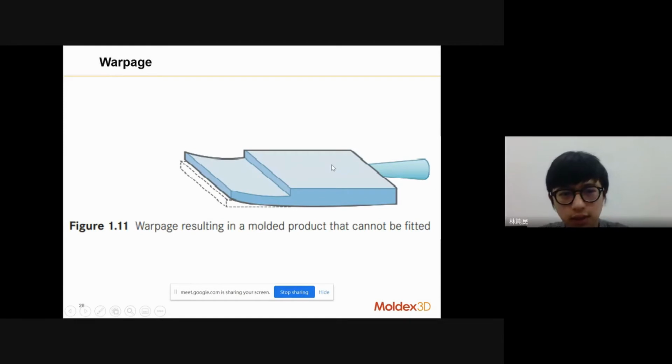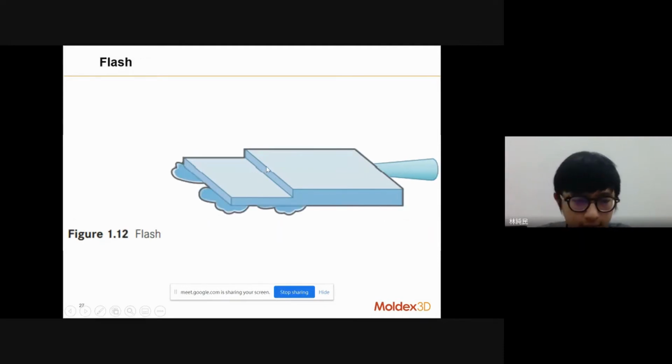So all of these are the common defects. Sorry, and there's one more, which is flash. You can see the flash. Do you remember we have the clamping unit? When we inject the molten plastic into our cavity, if the clamping force is not good enough, then the molten plastic will come out. So after you inject the product, it will become flash. So we need to consider that the clamping force is good enough. Otherwise, it will cause the flash issue.